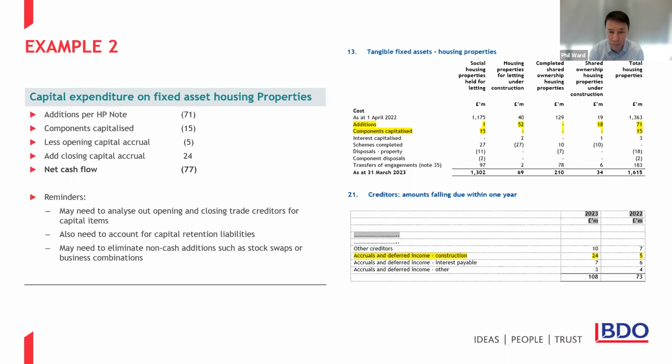You can see in this example, we've got transfer of engagement, which is a major addition to housing properties. Helpfully, it's set out on a separate note here, so we've not got confused and included it as a potential cash flow there. But any non-cash items need to be separately analysed.